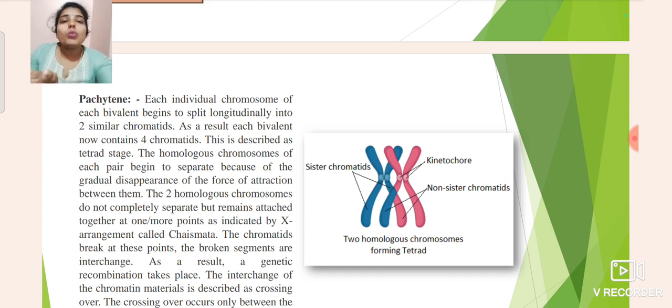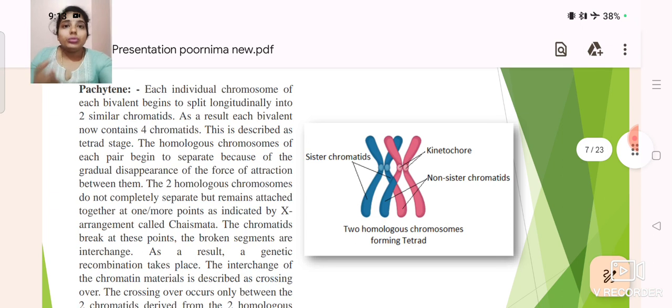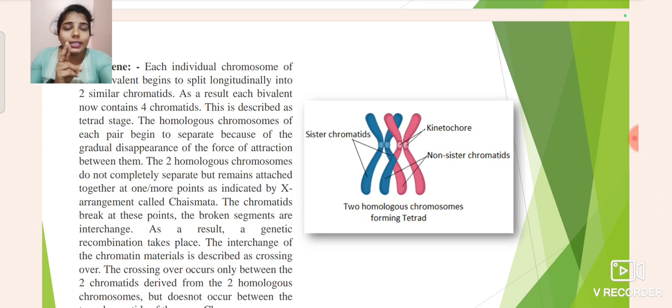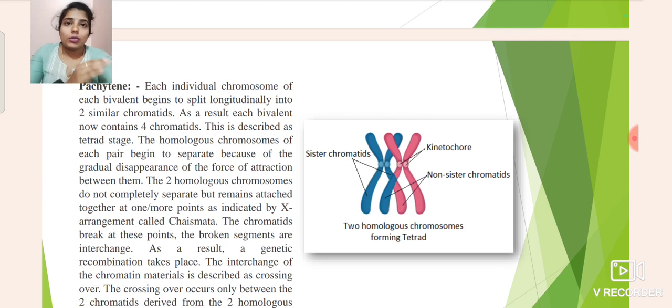One is from paternal, one from maternal, forming a bivalent, and these chromosomes split longitudinally. One paternal chromosome splits longitudinally, forming two sister chromatids, and the same occurs in the maternal chromosome. Both split longitudinally, forming the tetrad stage. It means four chromatids are formed.